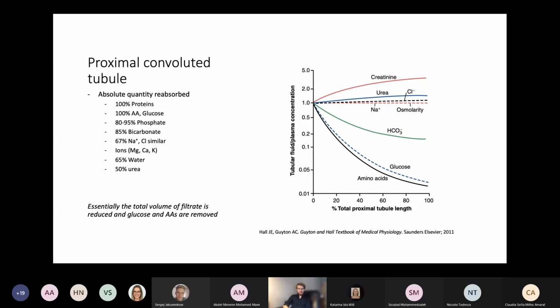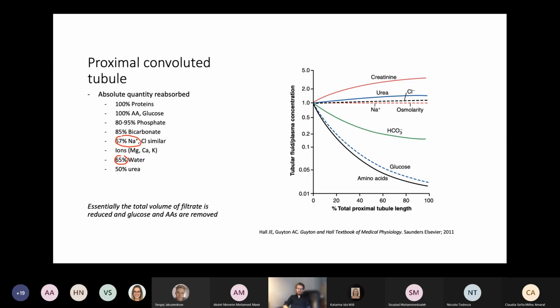Phosphates are reabsorbed at 80 to 90%. Bicarbonates, 85% are reabsorbed. Sodium and chlorides are absorbed at 67%, similar to water. Keep in mind that water always moves with sodium at roughly equal concentrations. And because, as we said, there's no boundary for the water to cross the proximal tubular membrane, the differences in osmolarity caused by the transport of solvents back into the interstitium are going to be equalized immediately by water, and the concentrations or the absolute quantities reabsorbed are going to remain roughly the same.